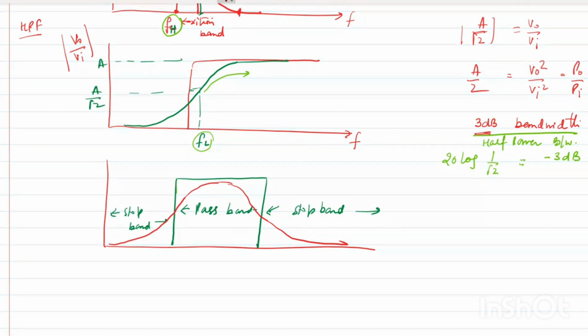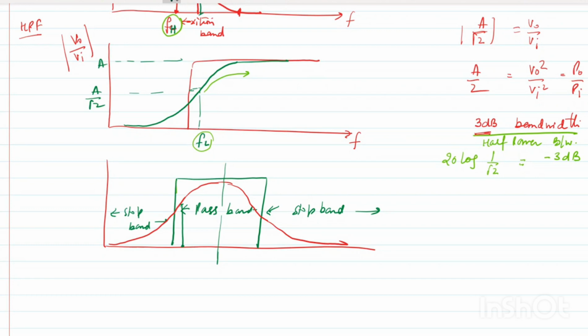So you can tell this is a combination of a low pass filter and a high pass filter. Low pass and high pass. You see the right hand side is a low pass filter and the left hand side is a high pass filter. So this frequency, at which the gain is, suppose, 1 by root 2, we can call this one.